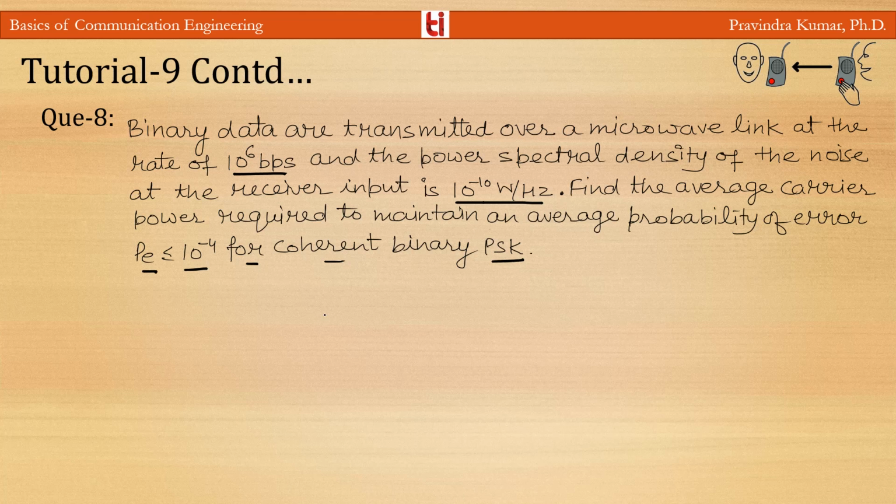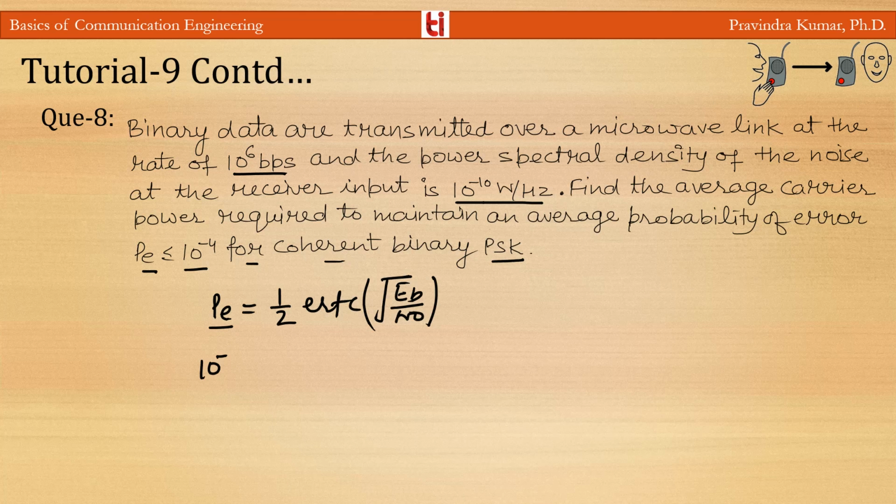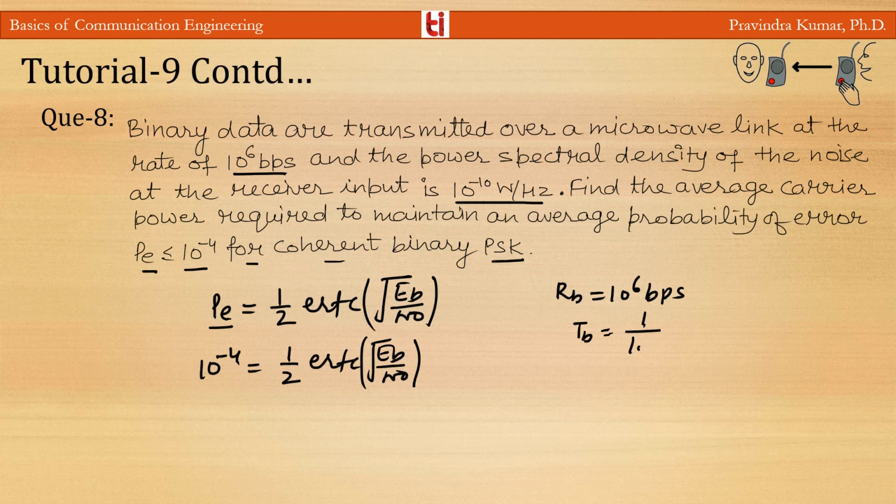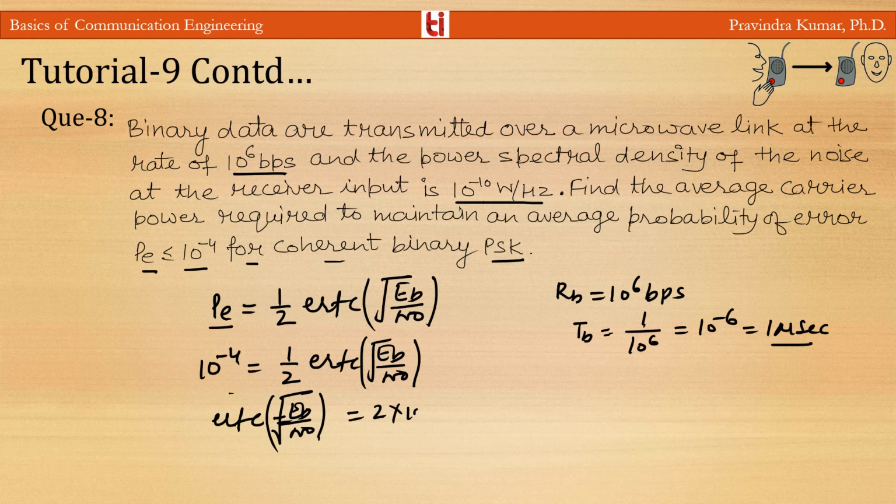Since for the coherent binary PSK, the average probability of error is 1 by 2 ERFC under root EB by N naught. And here it is given that it is maintained at 10 to the power minus 4, so it will be equal to 1 by 2 ERFC under root EB by N naught. And here RB is 10 to the power 6 bits per second, so TB will be 1 by 10 to the power 6, that is 10 to the power minus 6, or 1 microsecond. So from here ERFC under root EB by N naught will be equal to 2 into 10 to the power minus 4.